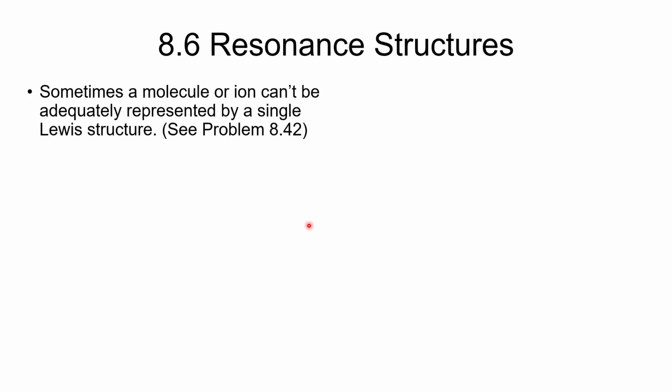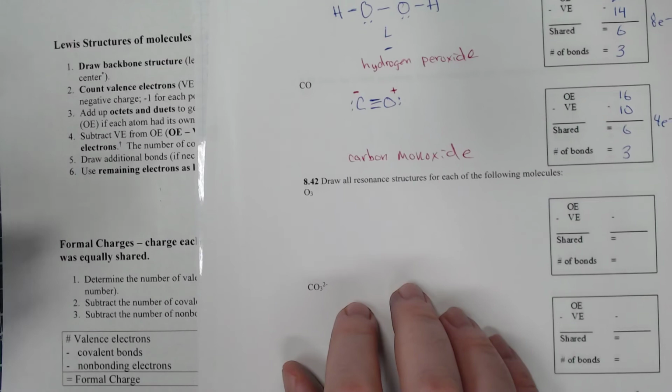So sometimes a molecule or ion can't be adequately represented by a single Lewis structure. And to illustrate this, we're going to go to number 42 on the in-class assignment and just do the very first thing, which is ozone. So we're going to come over here, and we're going to do ozone.